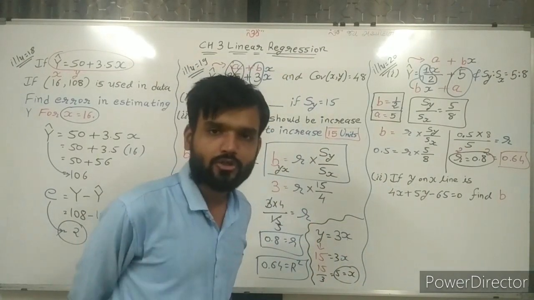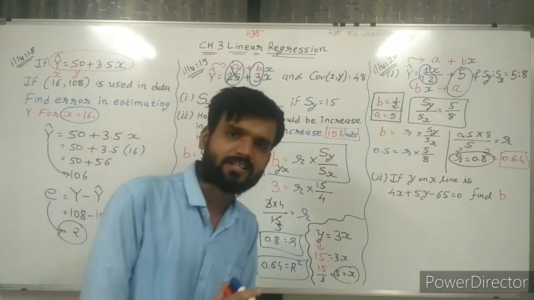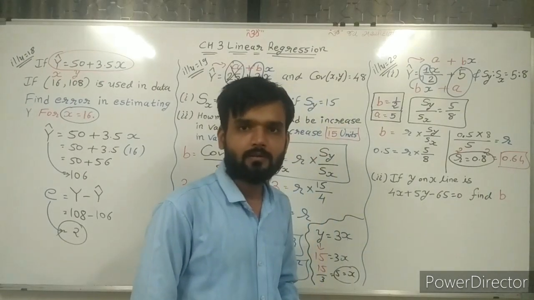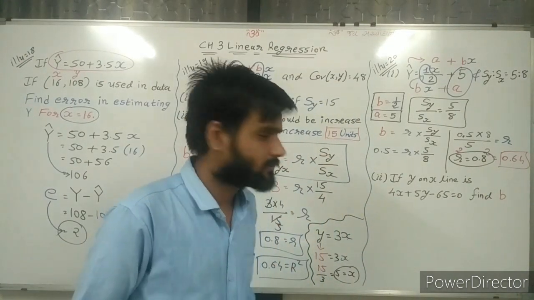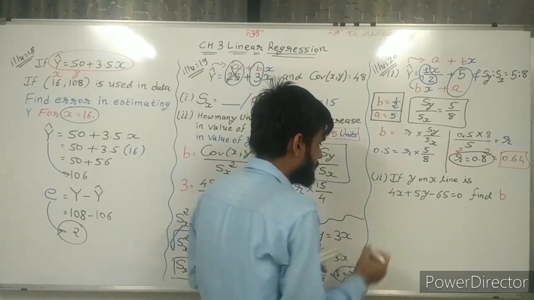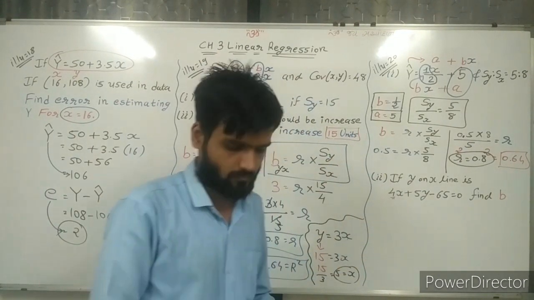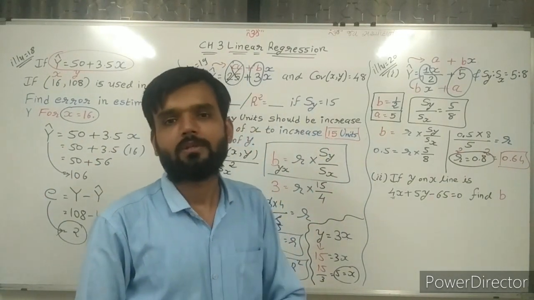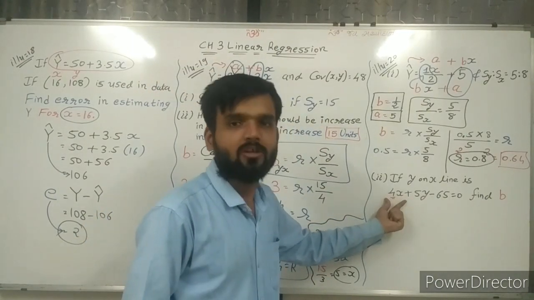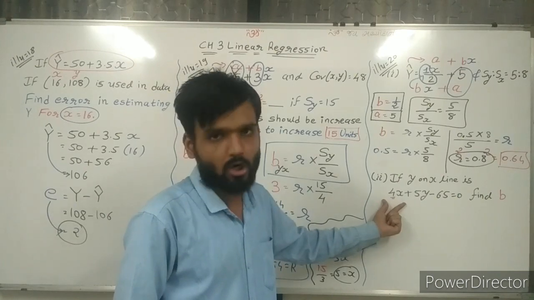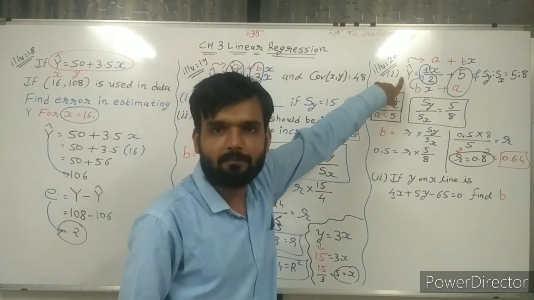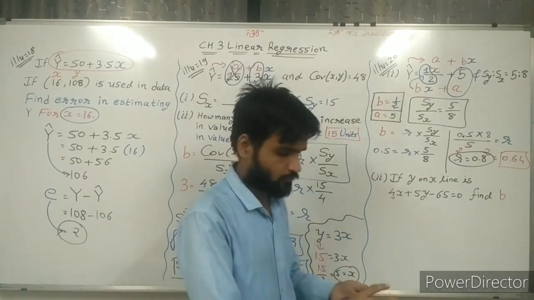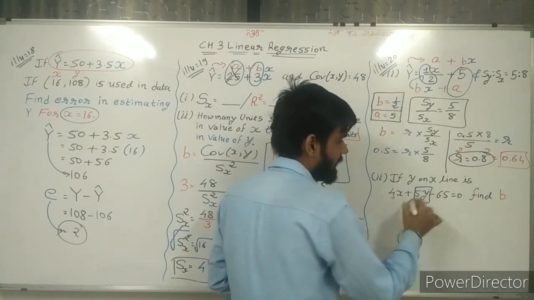Now, second question and last question for this lecture. If the y on x line is this, find b. As a student, what are you doing? Sir, the coefficient of x is what? What is given with x? 4. B is equal to 4. 100% wrong. We cannot directly compare or find the coefficient of x like this, because originally what is there? Y cap is there. So y is equal to is there. So first of all, we need to find y is equal to. We need to find the value of y.